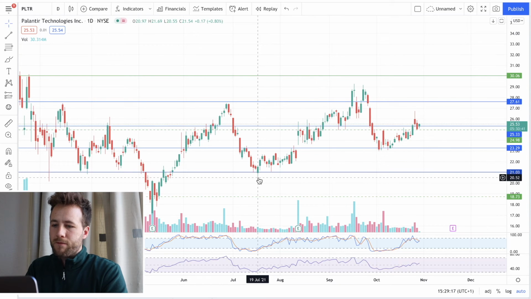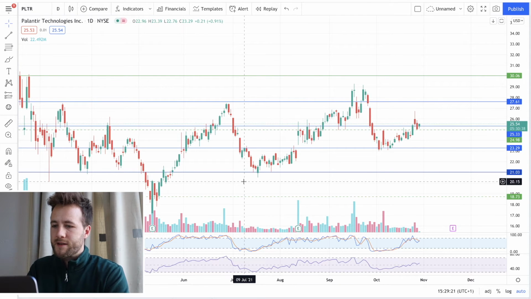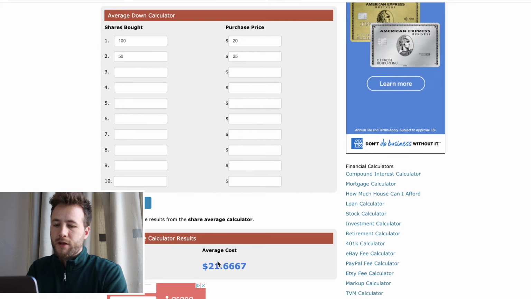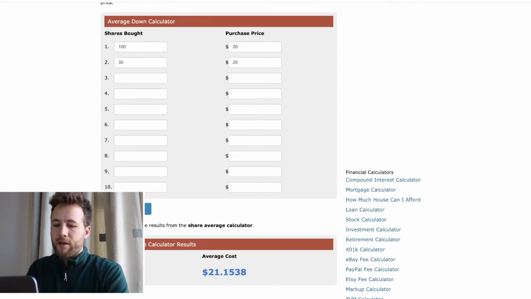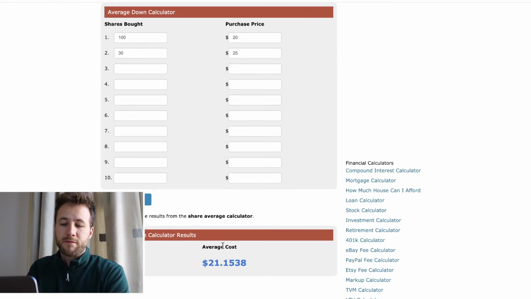So we can see that your first average price was $20, because that's when you first went into Palantir, obviously as an example. And you can see the support line that I've drawn here at 21.11. So in my opinion, that would actually be quite good. It would be just above the support line, so you might want to reduce that down to say 30 shares. And then what we do is hit calculate, and you've got 21.15, which is near enough perfect. It's nailed onto that support line.